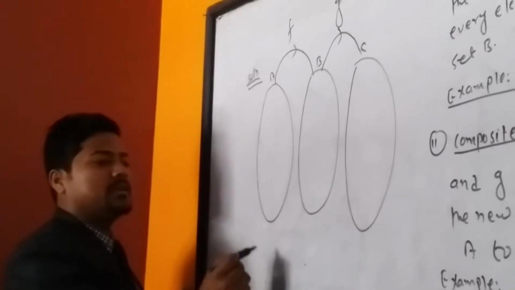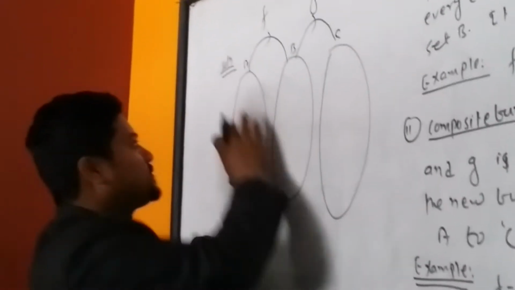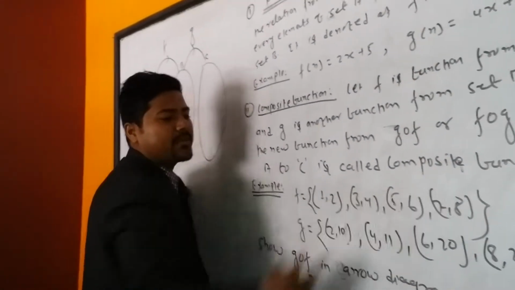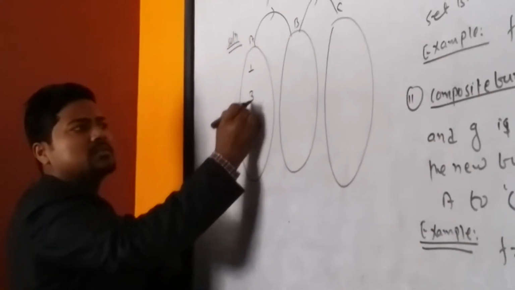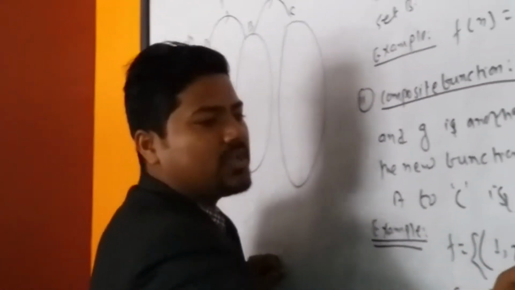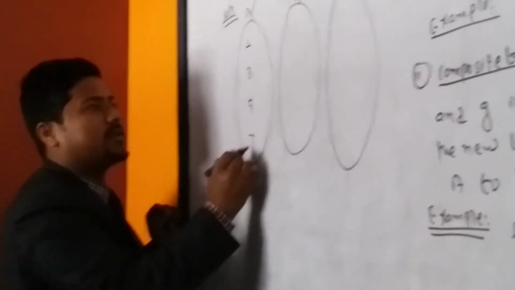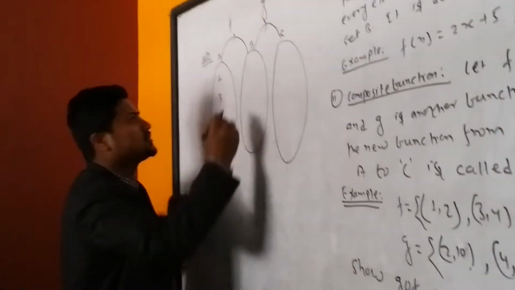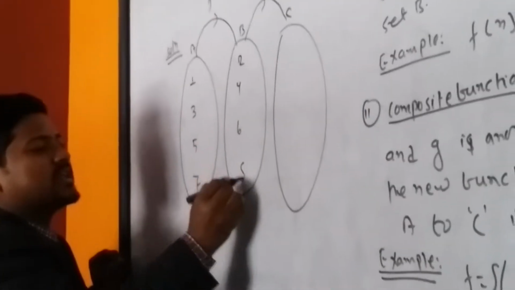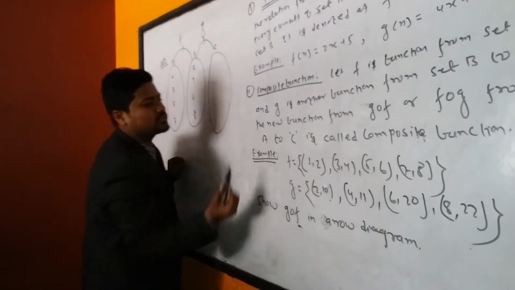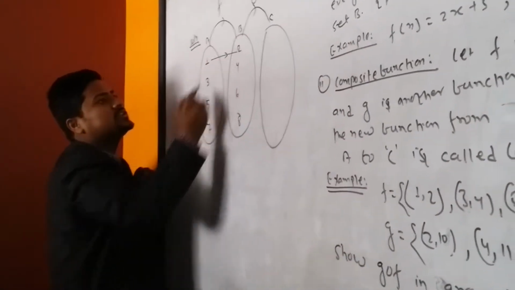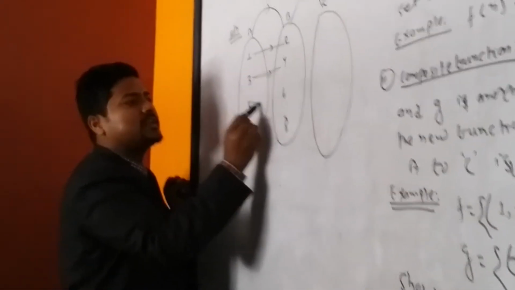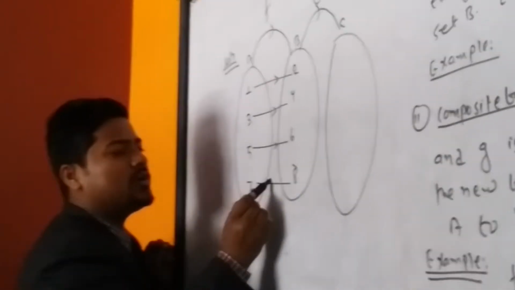First of all, in f, what is given? The first box is the x value: 1, 3, 5, 7. So here we write 1, 3, 5, 7. Then after that, what is given? 2, 4, 6, 8. Now 1 is related with 2, so the arrow diagram goes like this: 1 is related to 2, then 3 is related to 4, then 5 is related to 6, and 7 is related to 8.